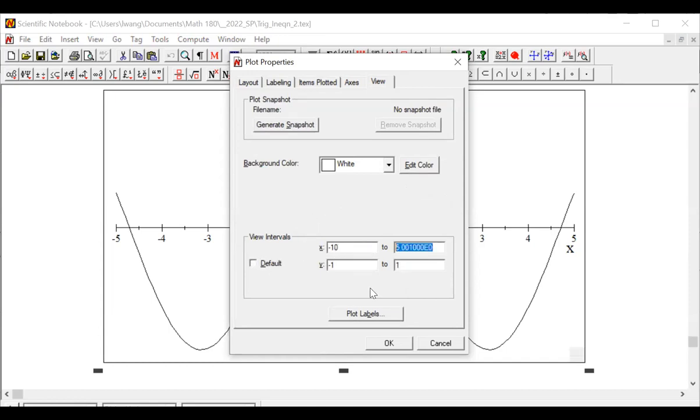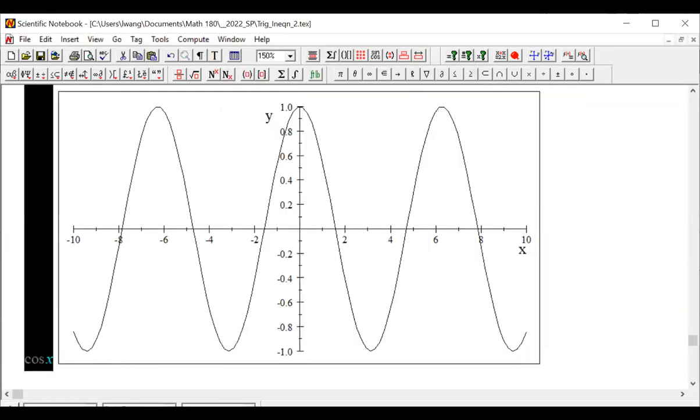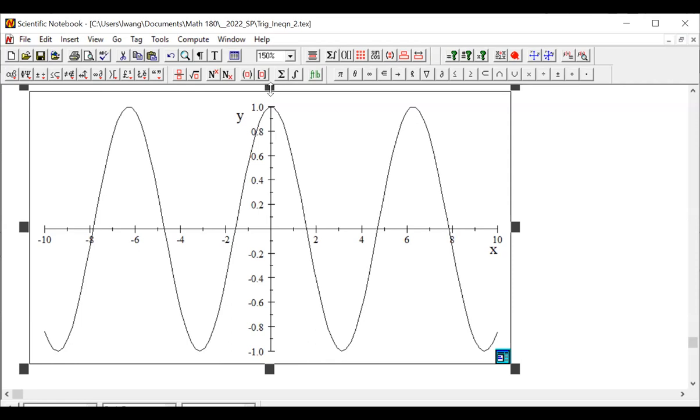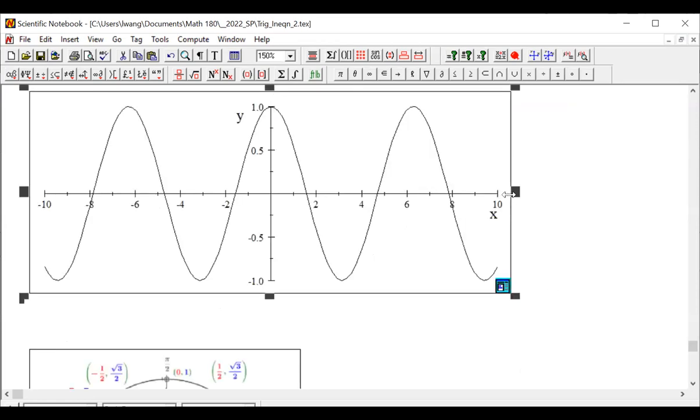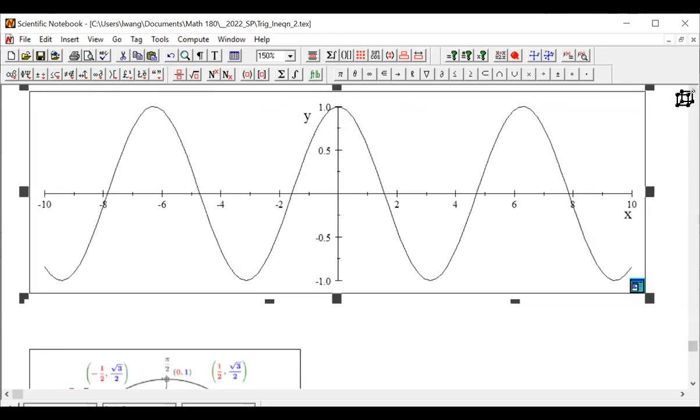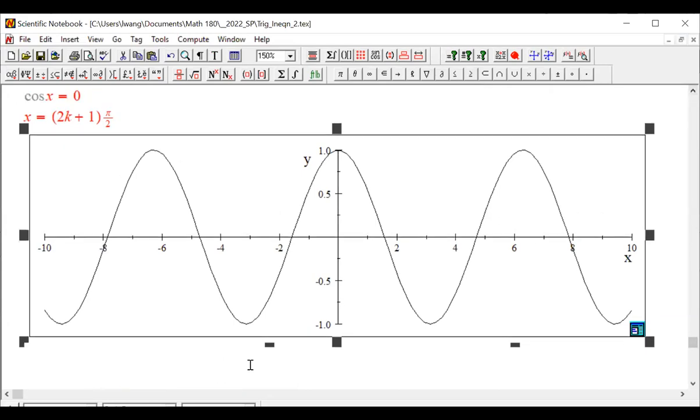Or you can use a decimals picture. So where does it change sign? Where did it change sign? Negative pi over 2, negative 3 pi over 2, negative 5 pi over 2, pi over 2, 3 pi over 2, 5 pi over 2, right? So these are the numbers where it changes sign.